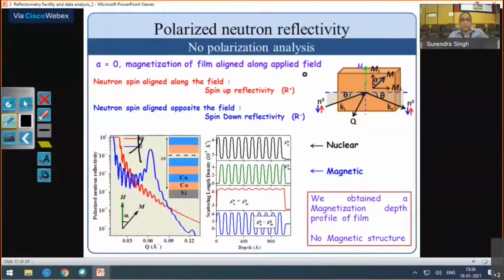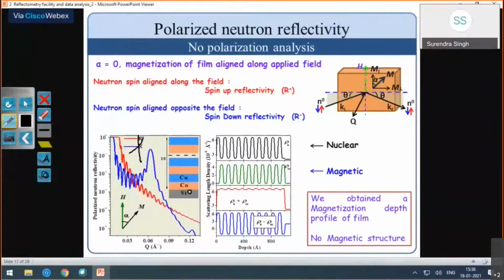This is the same one. When we don't have polarization, the typical reflectivity pattern is like this, which I have already explained. So we are getting the magnetization depth profile, not a magnetic structure. It means for the cobalt, we get the magnetization of each cobalt layer, with 10 bilayers, but all the cobalt layer magnetizations are aligned along the applied field.